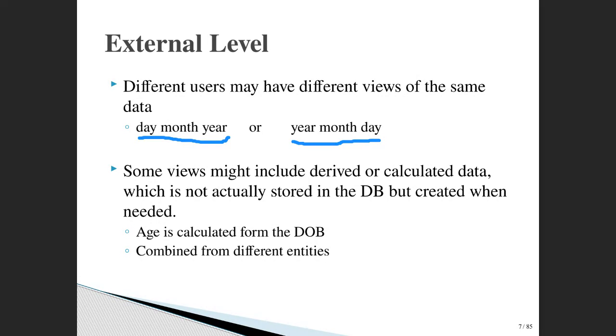Now, some other views we can call derived views. Derived means it's based on another data, or it will be calculated based upon other data. So it will be created only when needed. For example, if you have the date of birth, you can calculate the age. Does this age exist? It does not exist. It's derived. We can call it derived. So this is an example.